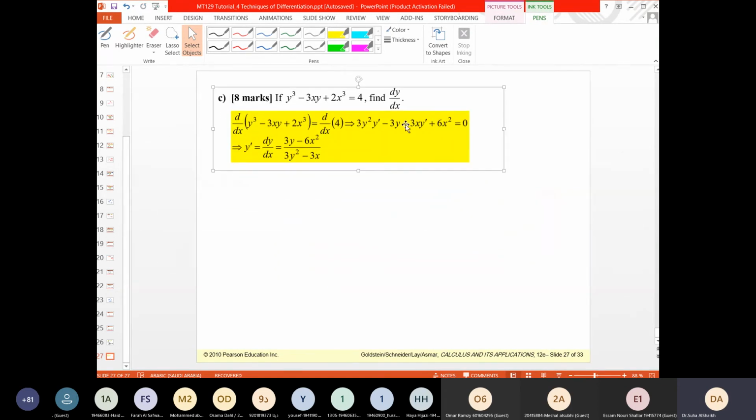Can you see the question? Yes, this is from one final exam from last year. You see it's simple. I have y cubed minus 3xy plus 2x cubed equal to 4. They want me to find dy by dx. So the derivative of y cubed is 3y squared but times y dash. When I take the derivative of y, I immediately multiply by y dash. Minus 3.